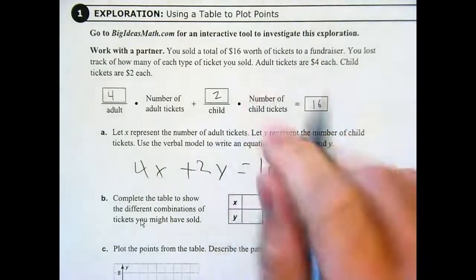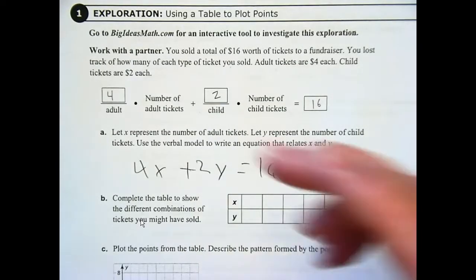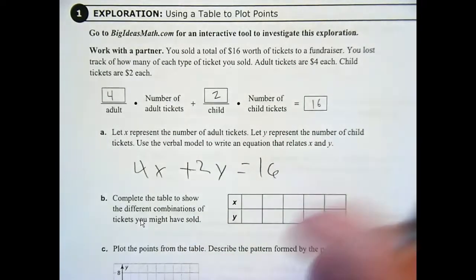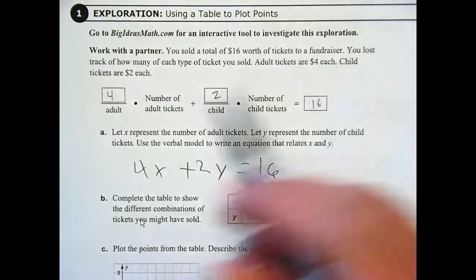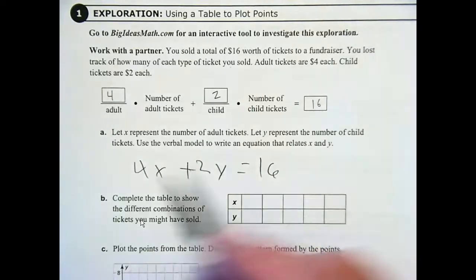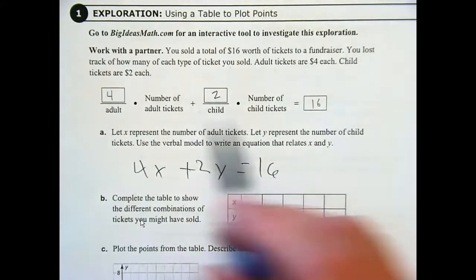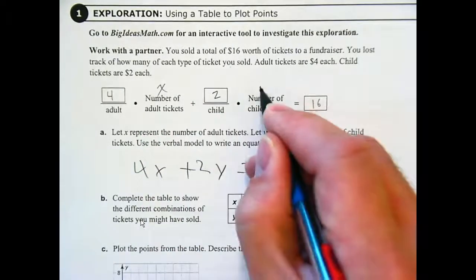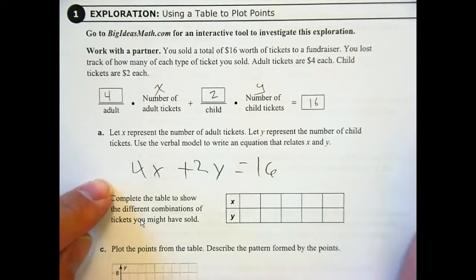This is called a total value problem. Okay? Usually story problems can be broken up into total number, total value, or comparisons. This is a total value. It's assigning a value to your variables. And using x as adults, y as children, 4x plus 2y equals 16. Very good. So that becomes x, that becomes y. Well done. Who did part A? Bailey? Yeah. Nice job.